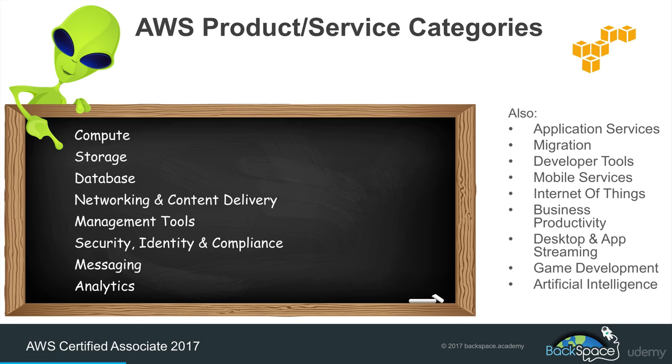On the right hand side there, you can see we've also got application services, migration, developer tools, mobile services, Internet of Things, business productivity, desktop and app streaming, game development, and artificial intelligence, and that list is growing all the time. But I'm just going to concentrate on those categories on the left that are most relevant for an associate level certification.